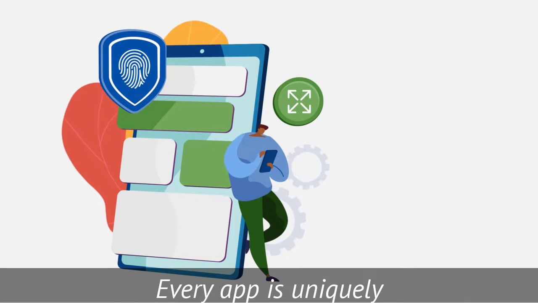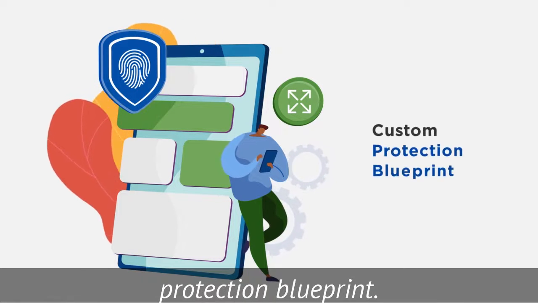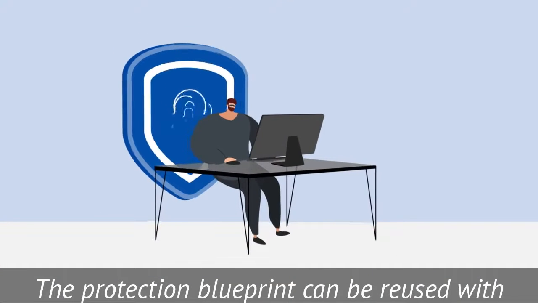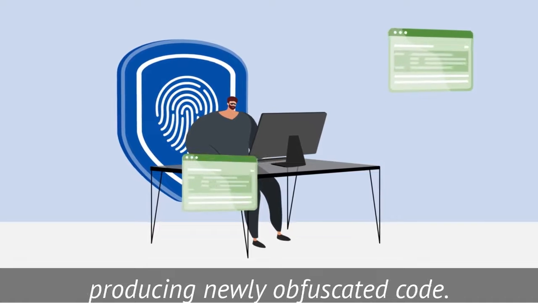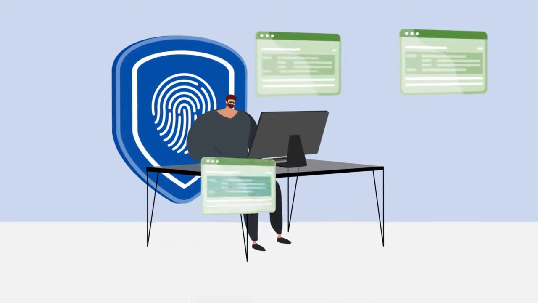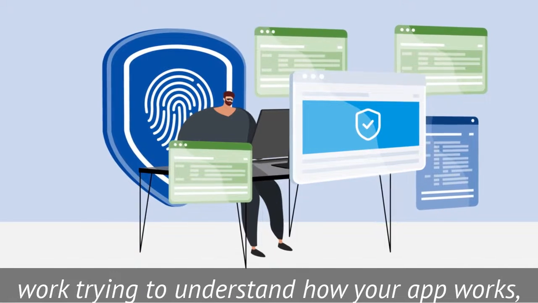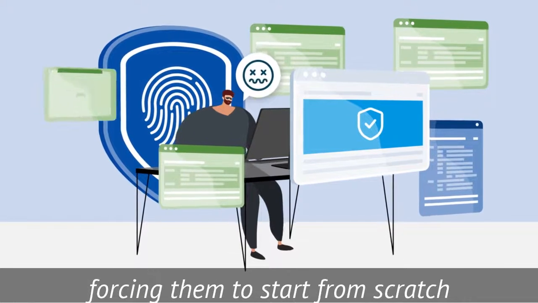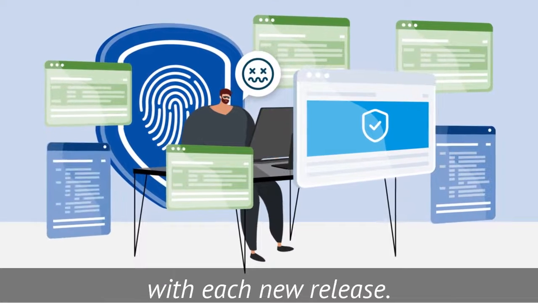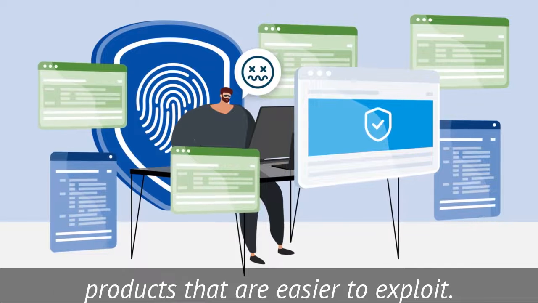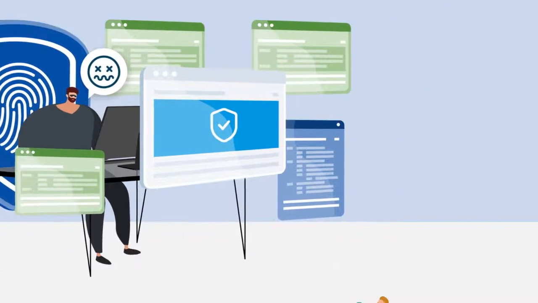Protecting your app is easy because it's incorporated within your current DevSecOps pipeline, right at the compile stage. Every app is uniquely accommodated using a custom protection blueprint. The protection blueprint can be reused with each new release, producing newly obfuscated code. These modifications undo all of hackers' hard work trying to understand how your app works, forcing them to start from scratch with each new release. Eventually, they'll move on to less protected products that are easier to exploit.